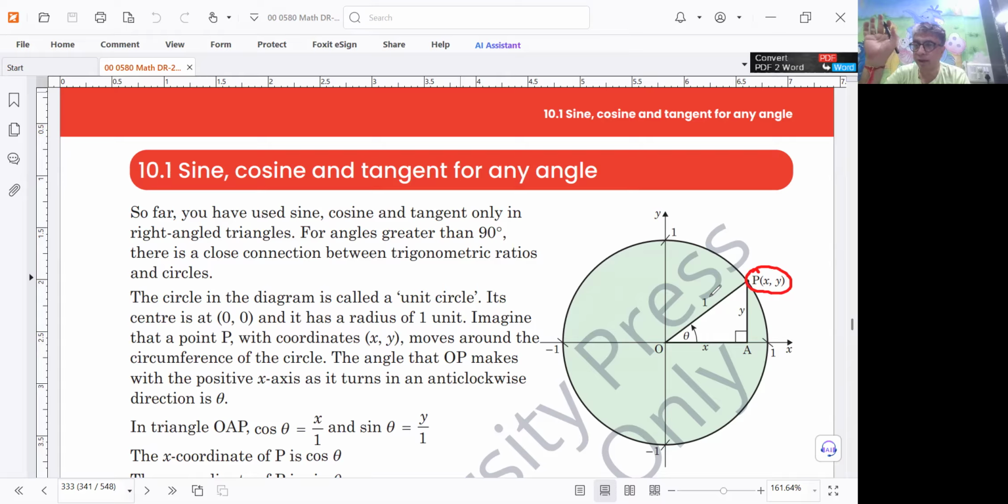Correct? Okay. So I've taken any one point for betterment. I just took it in the first quadrant, right? Now, when I say this x and y, what does it mean? And this is the origin. From the origin, the horizontal distance is x, and the vertical distance from this point here is y. Clear? Are you understanding?